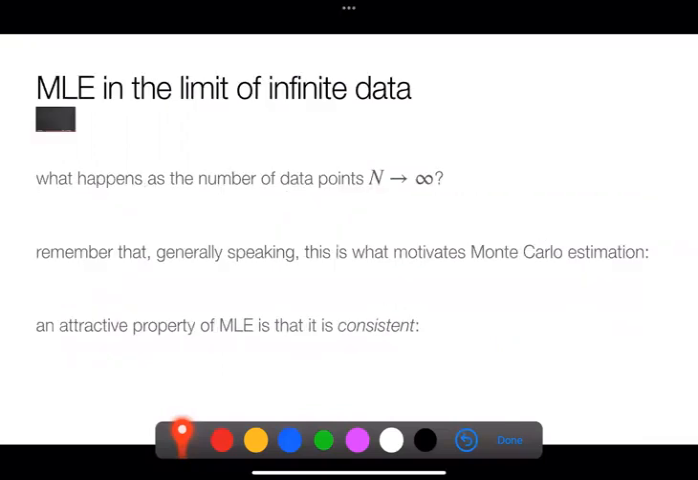Let's talk a little bit about what MLE ends up looking like in the limit of infinite data. So what happens as n, our number of data points, actually goes to infinity? Well, remember that MLE is trying to solve this particular problem. It's the argmax over my parameters of the sum of the log probability of my data.